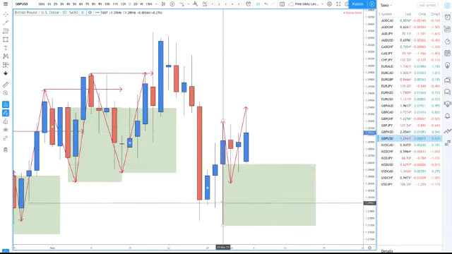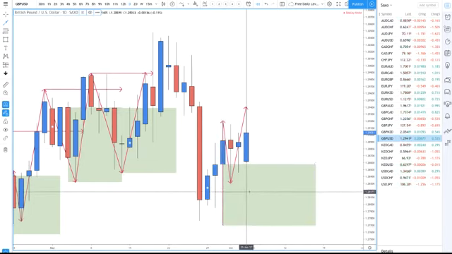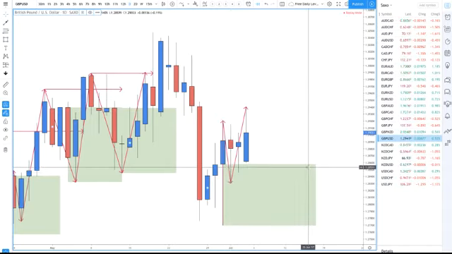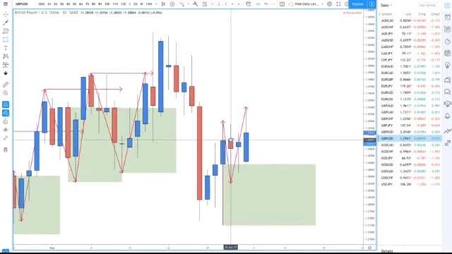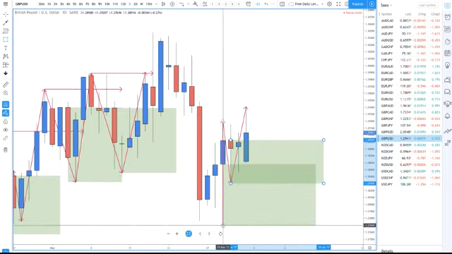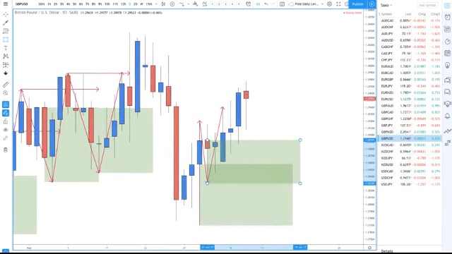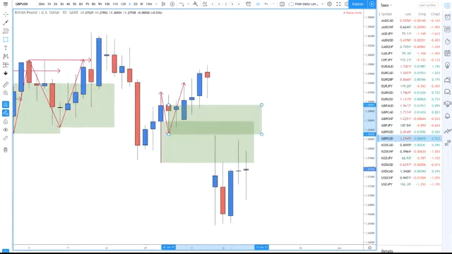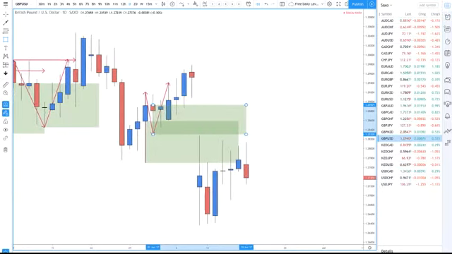But with this hidden demand right here, this is where I'm going to be drawing the demand zone, and we can also draw the demand zone from there as well. But we can't discount this whole area as an area of demand too. So we keep going, and then we get a gap. That's fine. We're looking for higher highs, higher lows.